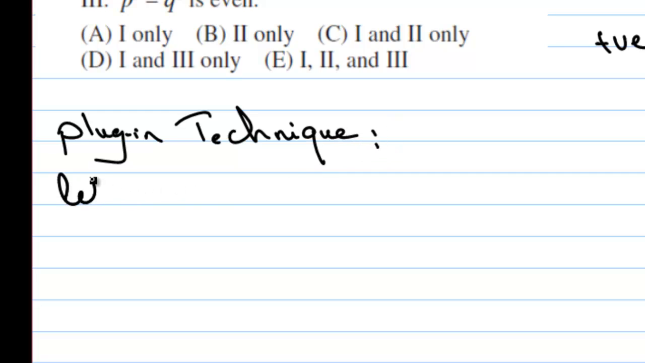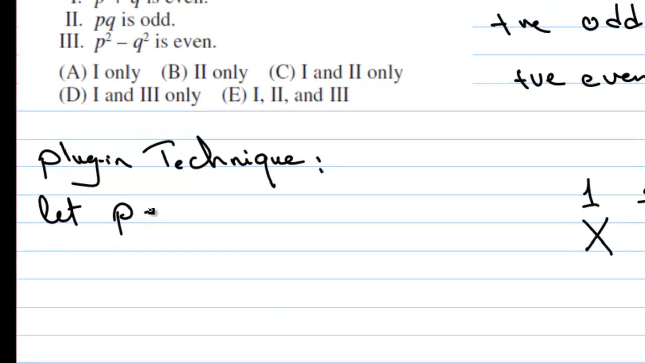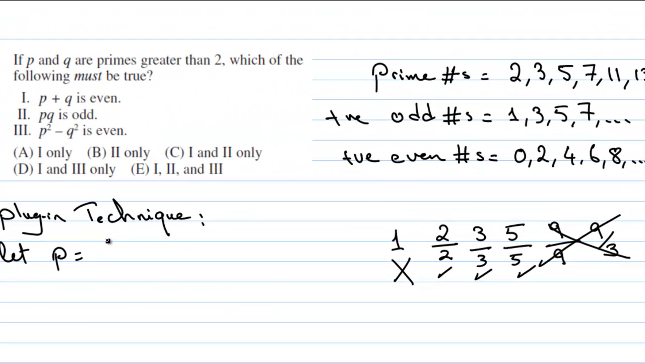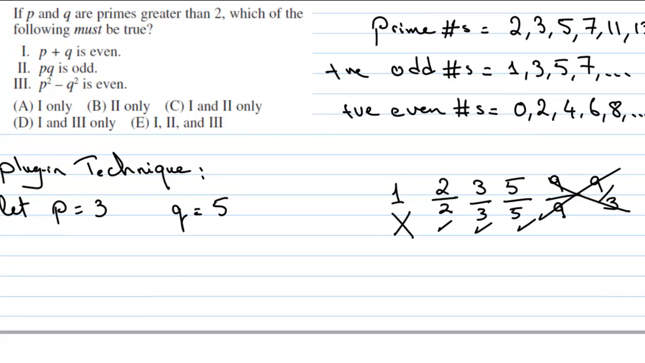So you let P be any value greater than 2. You can see here 2 is a prime. Anything greater than 2, we have 3, 5, whatever values. So I'm going to choose 3. And what about Q? Anything greater than 2 and 3: we have 5, 7, 11, whatever. I'm going to choose 5. So these are 2 primes greater than 2. Now let's check which of the following is true.